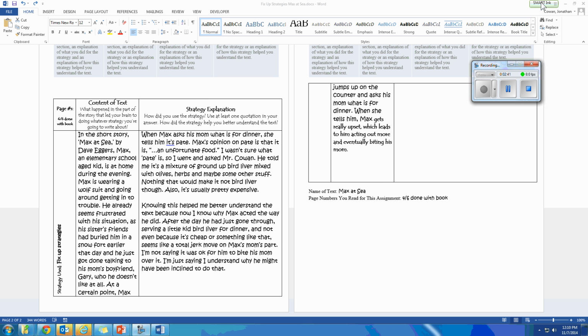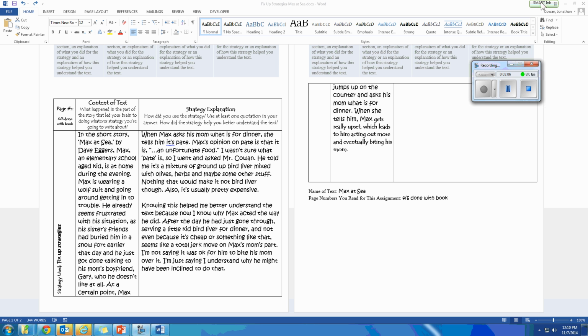So what did I do for this strategy? Well, I'm going to write about the fix-up strategy that I did when it came to Max's mom and what she was preparing for dinner. It says, when Max asks his mom what is for dinner, she tells him it's pate. So at this point, when I read this in the story, I could probably guess that Max didn't like what was for dinner, based on the fact that he ended up biting his mom over it. However, if I only got clues from context, that doesn't lead me to a full understanding of the text.